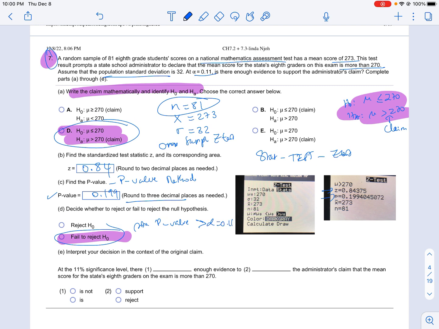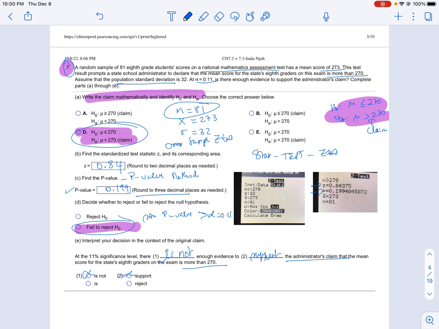Okay. How do we interpret the decision? Remember, the claim was in the alternative. So at 11% significance, there's not enough evidence to support the claim that the mean is more than. So this is something that I did in less than 30 seconds. You ought to be able to do such a thing as well.